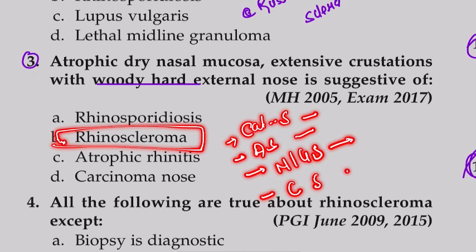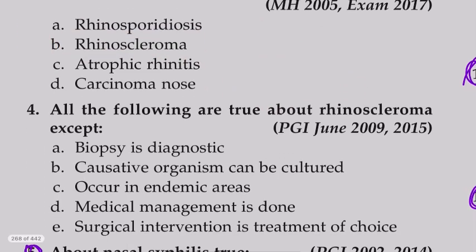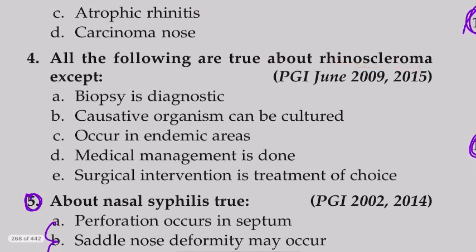And the cicatricial stage, here is the tapir nose, right? Atresia and stenosis of the nares, and a coarse and distorted external nose, that is the tapir nose, is seen here. So these are the characteristics of what? Rhinoscleroma. All of the following are true about rhinoscleroma except: biopsy is diagnostic.